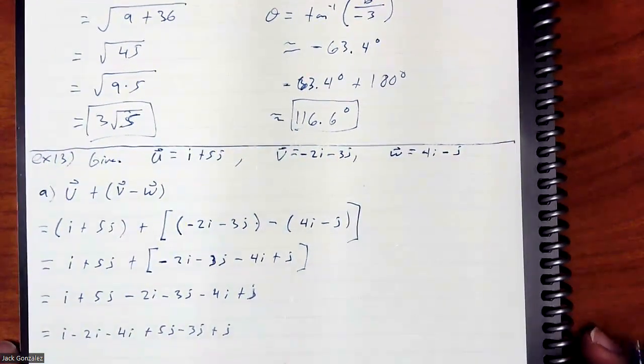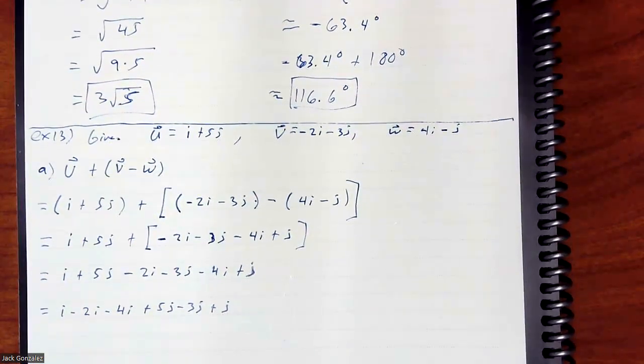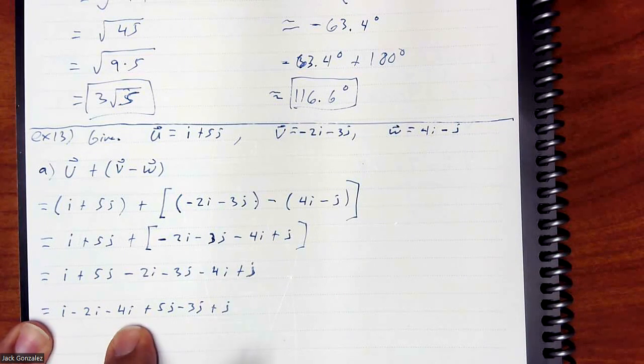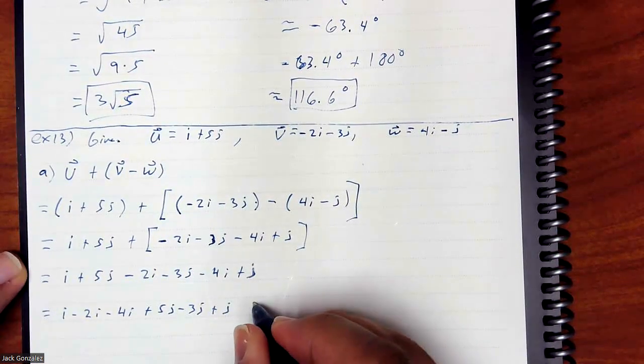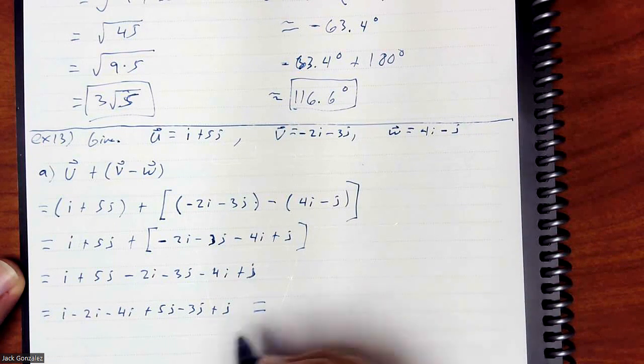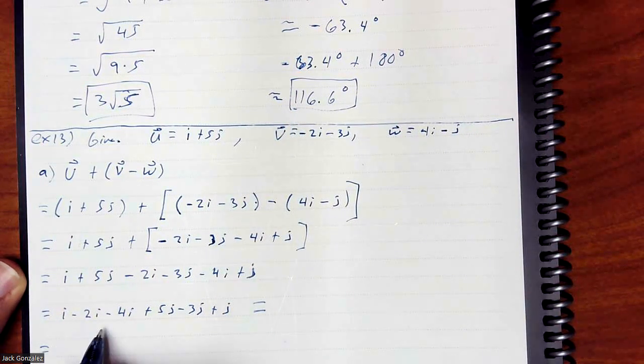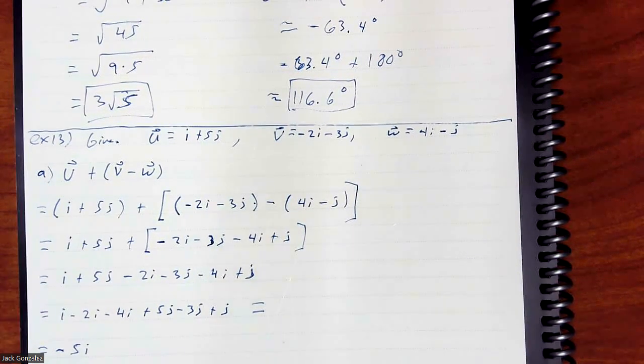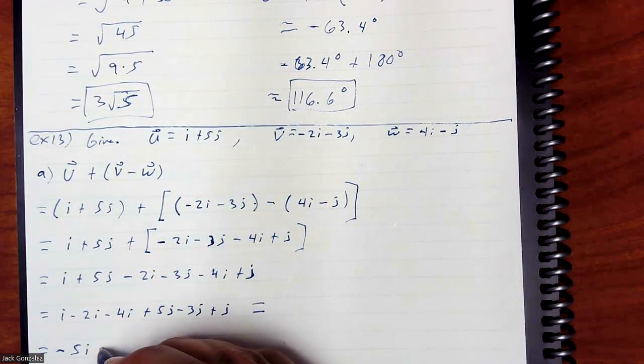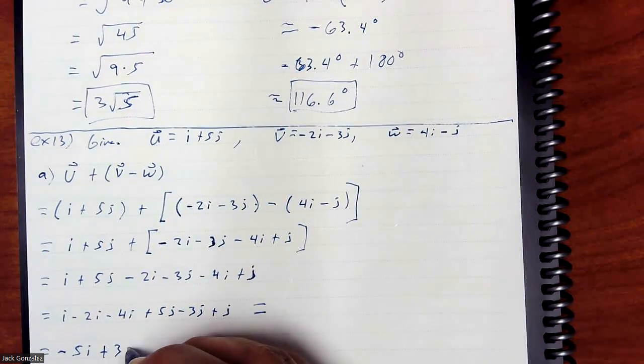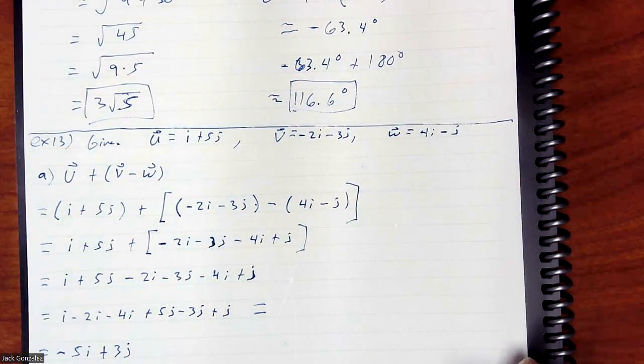Okay. A lot of i's and j's. Okay, so I'm just putting them together. That's all I'm doing. Okay, so 1 minus 2 minus 4. Negative 6, 1 minus 6. Right. 5 minus 3 plus 1. I believe that's 3j.